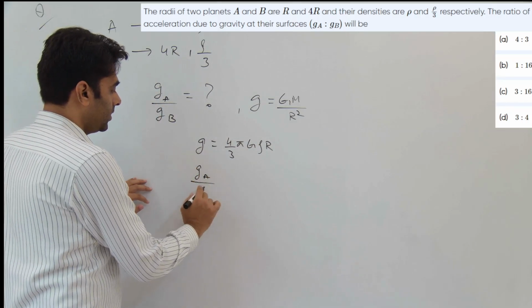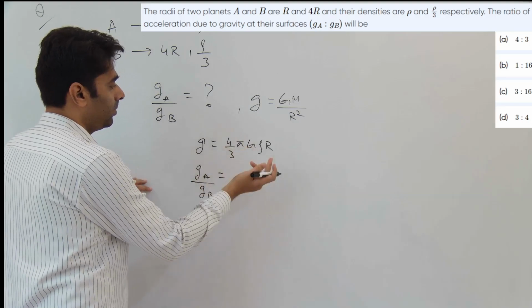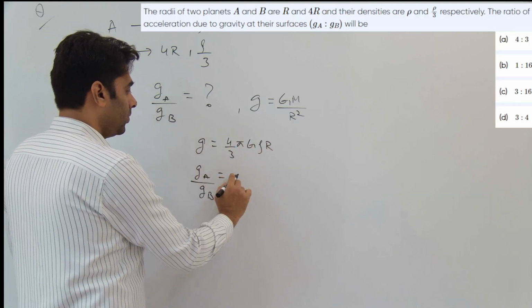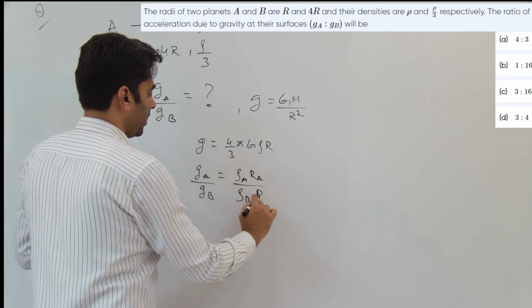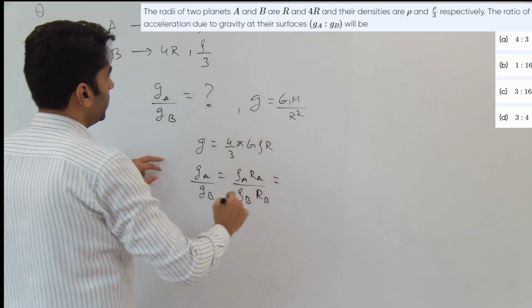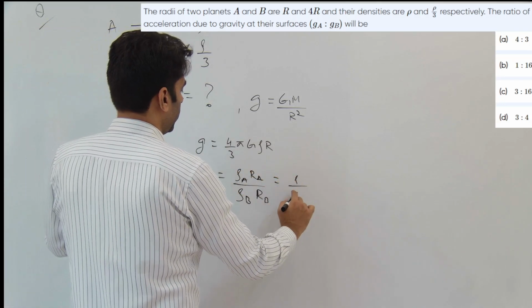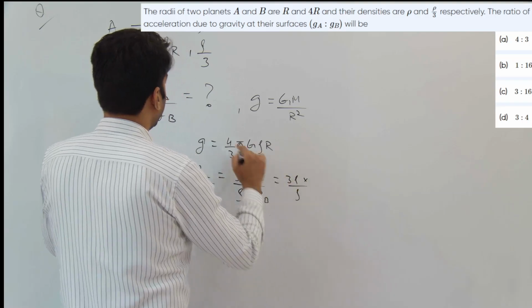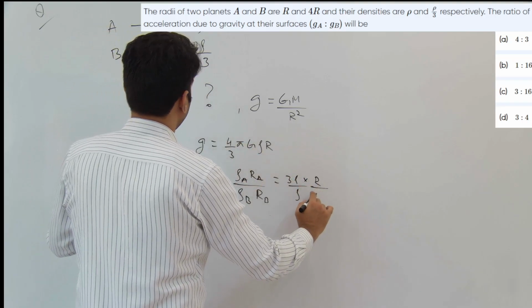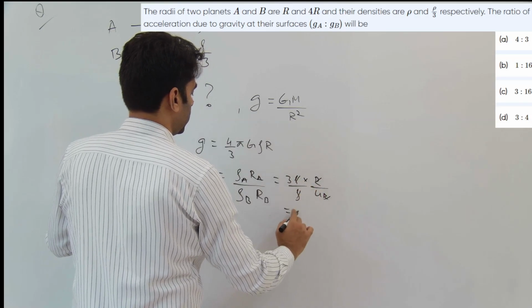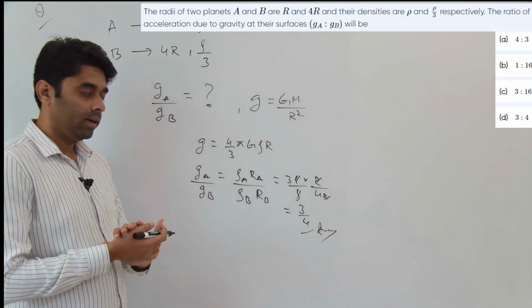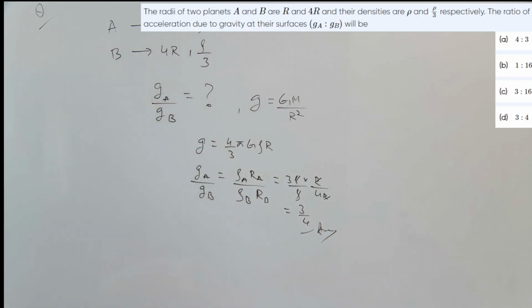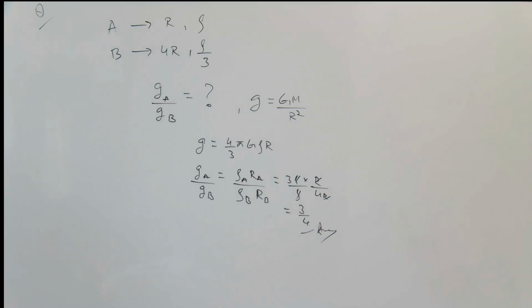Let's take the ratio Ga by Gb. If we take the ratio, 4 by 3 pi G will directly cancel out. So we only have rho A RA by rho B RB. Rho A by rho B will be rho by 3 into RA by RB, that is R by 4R. Cancels out, 3:4. 3:4 is our right answer, right? This is what was written. Fine.